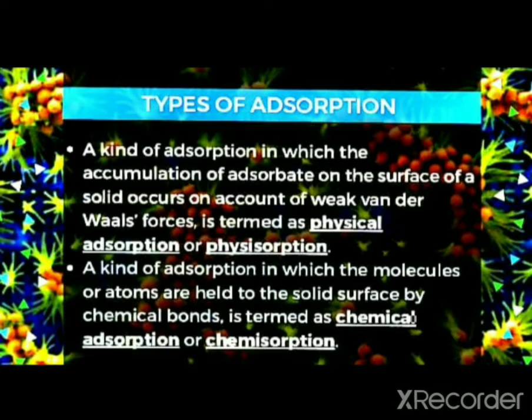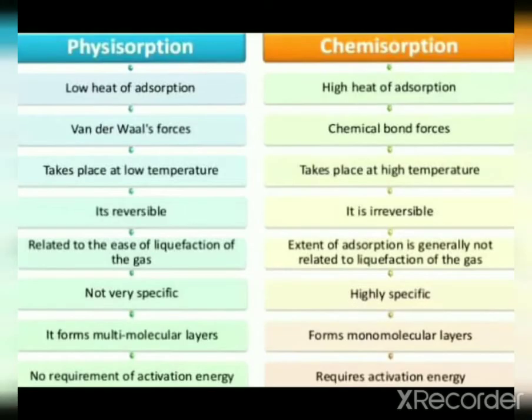Now coming to chemical adsorption, chemical bonds are formed between the adsorbent and the adsorbate. Let us find out the differences between physisorption and chemisorption. First point, physisorption is accompanied by low heat of adsorption, whereas chemisorption is accompanied by high heat of adsorption. That means in physisorption, the delta H value will be low, whereas the delta H value will be high for chemisorption.